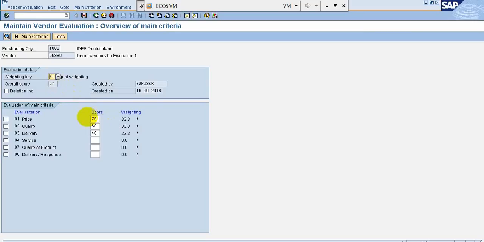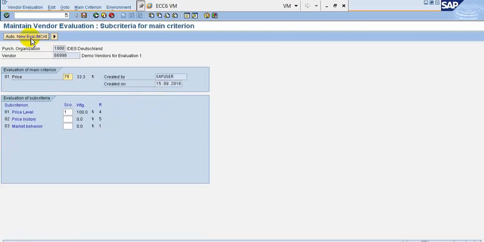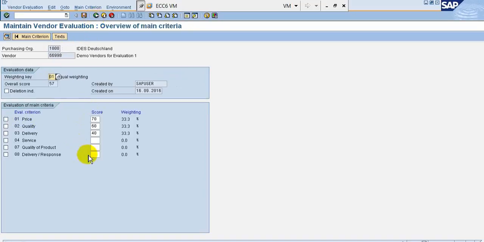Now, there is no need of considering any kind of sub criteria. If we drill down here, there is nothing there. There is no need of taking them. Without that also this score can be calculated. Now let me save this.